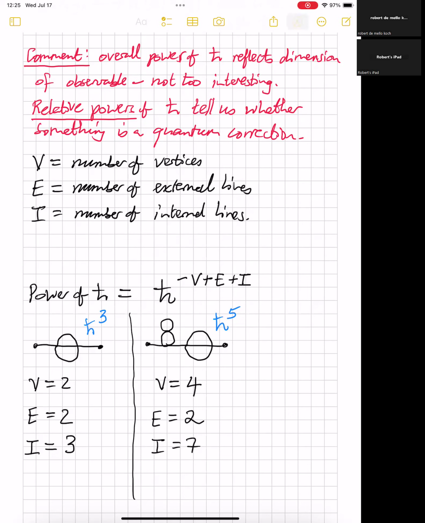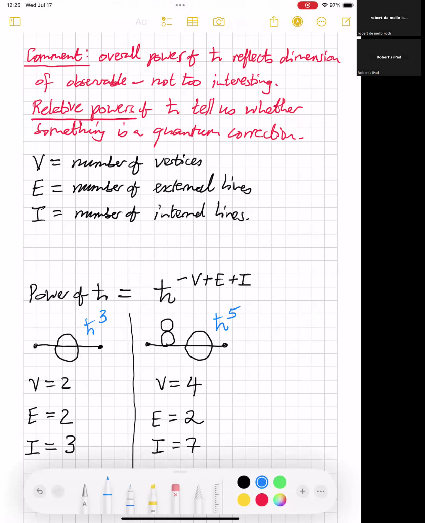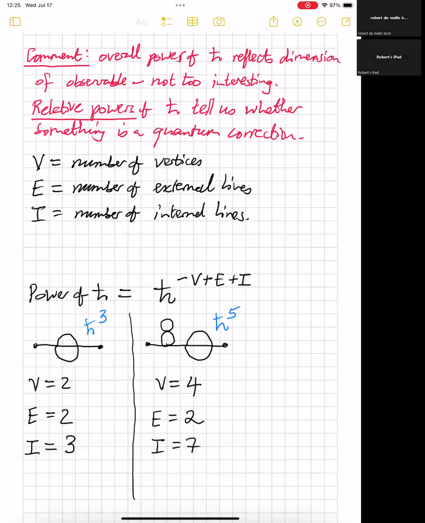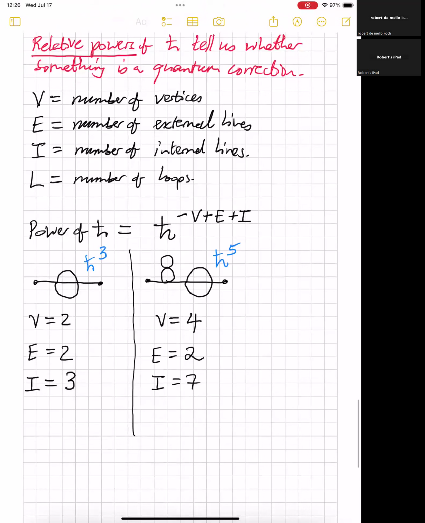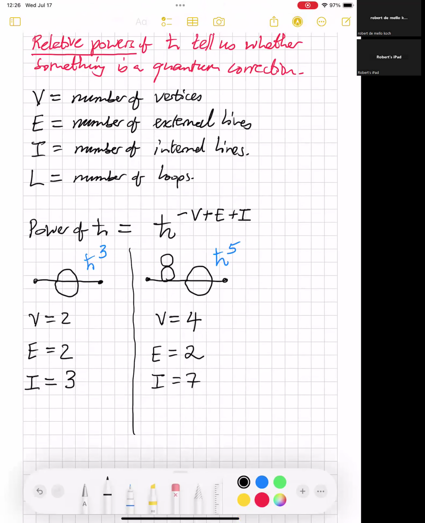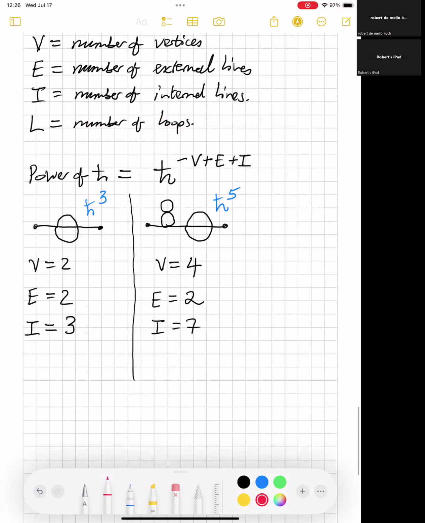So to specifically look at these relative powers of H bar, I want to introduce one more property of these graphs. So I want to introduce the integer L, and L is the number of loops in the diagram, okay? And the number of loops is something that's going to start to make a bit of an appearance from now on. Okay, so let's just work out the number of loops for the two diagrams that we've been looking at.